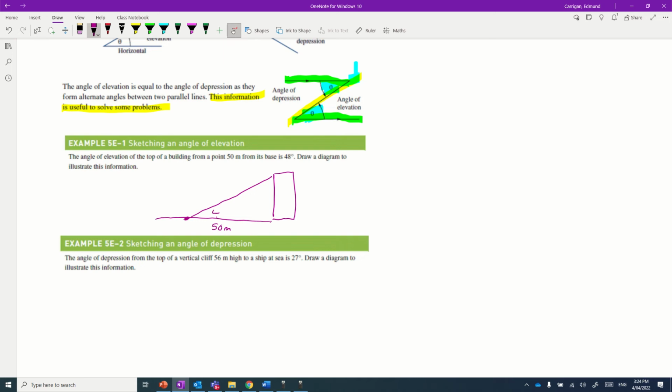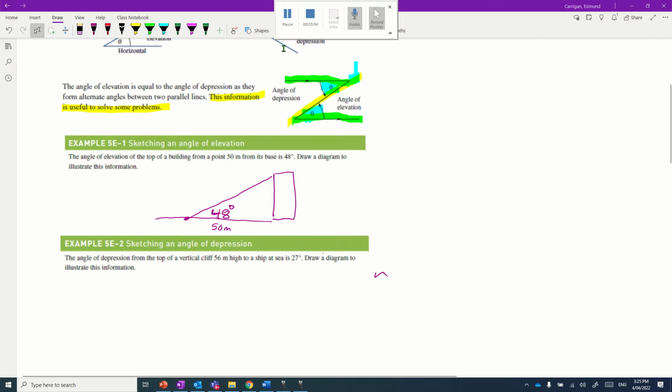Not sure why. Sorry, I'm persevering. I'm not sure why we are having such difficulty with this pen. Okay, I managed to scribble 48 degrees in there.